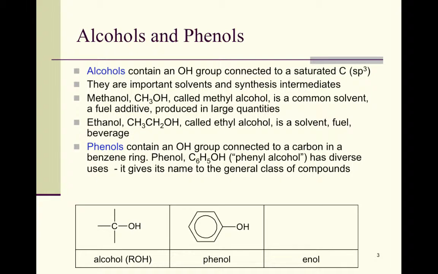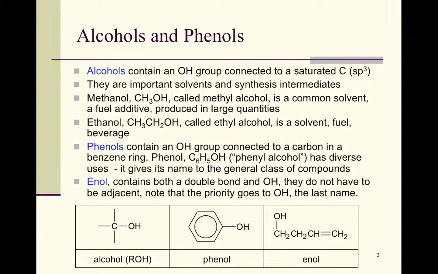Phenols contain an OH group connected to a carbon in a benzene ring. This is the same phenol we saw back when we talked about benzene back in chapters 15 and 16. An enol contains both a double bond and an OH. Note the priority goes to the OH in the last name.